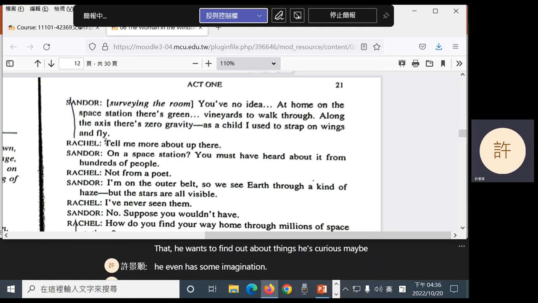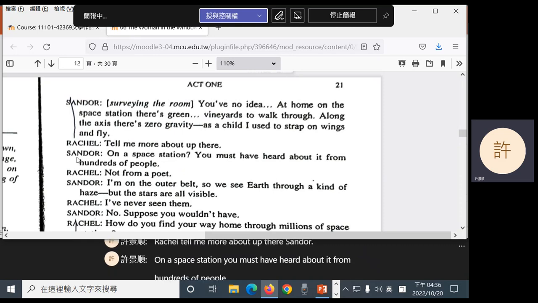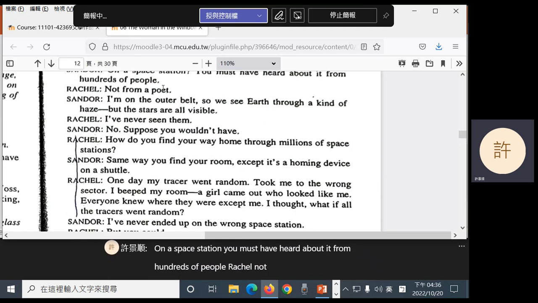Rachel, tell me more about up there. Sandor, on a space station? You must have heard about it from hundreds of people. Rachel, not from a poet.